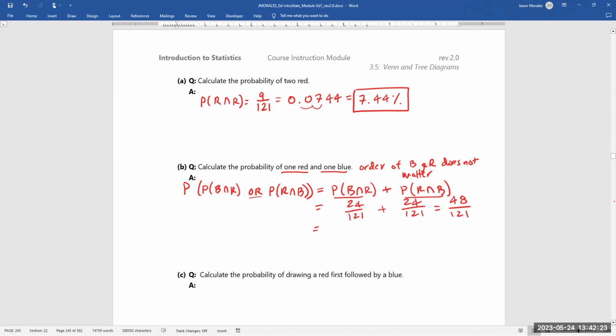Put that into your calculator and round that to 4 decimal places. You're going to get 0.3967. Move the decimal place over 2 to convert that into a percent, and you get 39.67%. So the probability of getting 1 red and 1 blue is almost 40%.